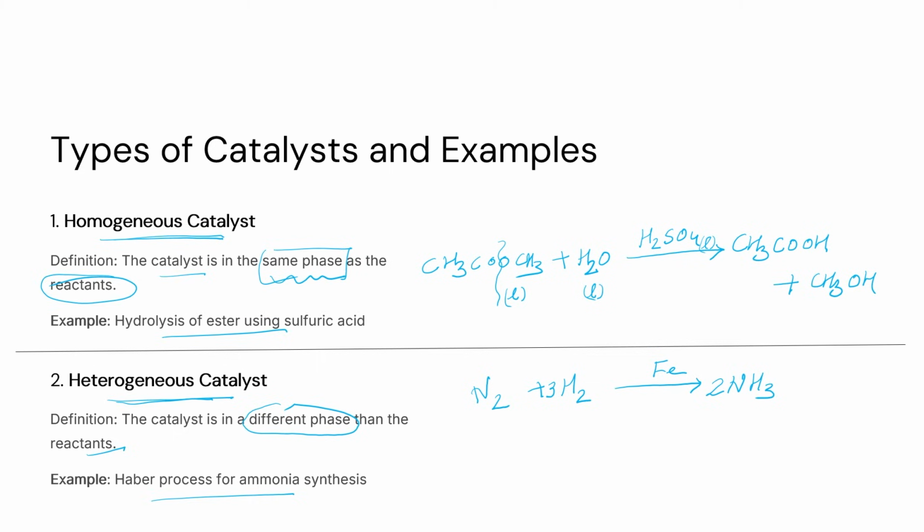hydrogen is now balanced. So if you look carefully in this particular case, you have your reactant nitrogen in the gas phase, your reactant hydrogen which is also in the gas phase, and you have your catalyst which is in the solid phase. So the physical state of reactants and catalyst is different, and such systems are called heterogeneous catalyzed reactions.